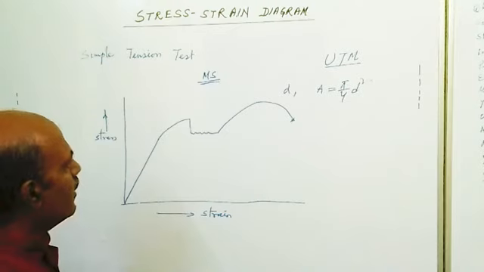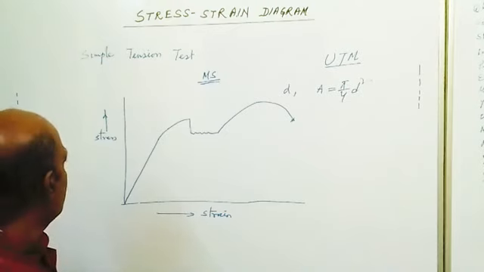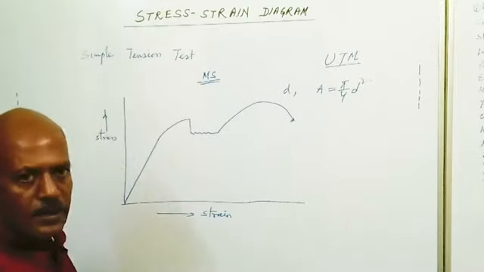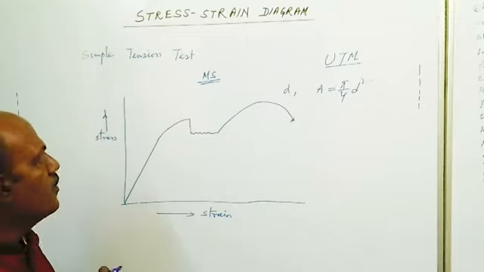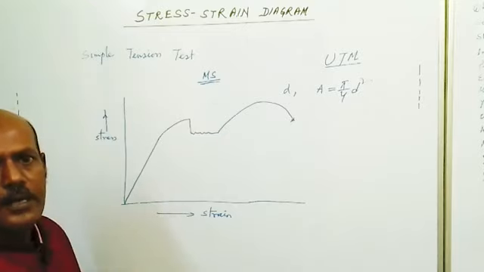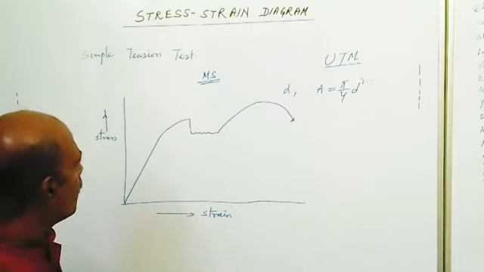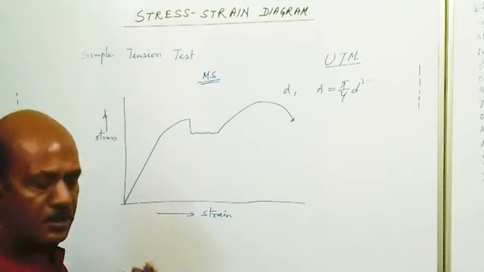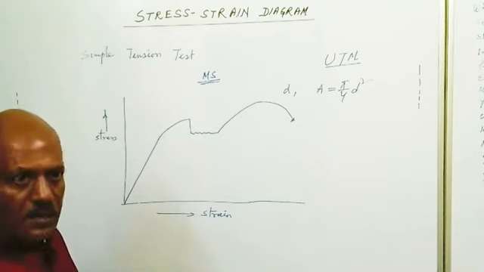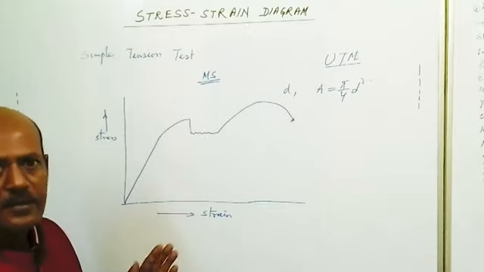Now there are various points we will discuss from here, that is, what is proportional limit, what is elastic limit, what is upper yield point, lower yield point, what is general yielding, what is strain hardening, then ultimate tensile stress, then what is necking and the breaking point.